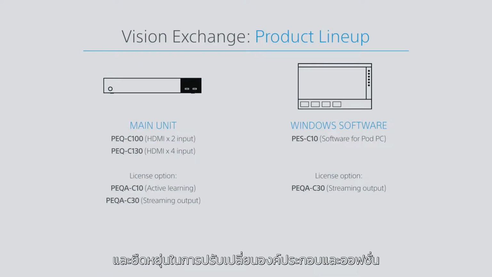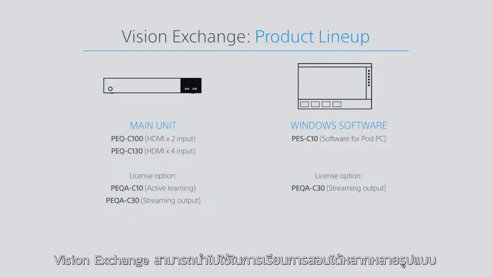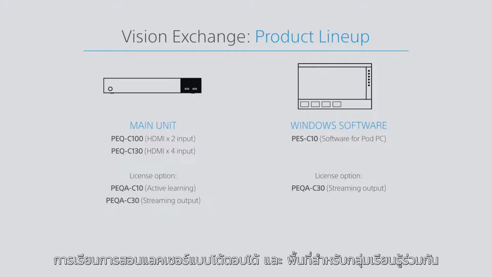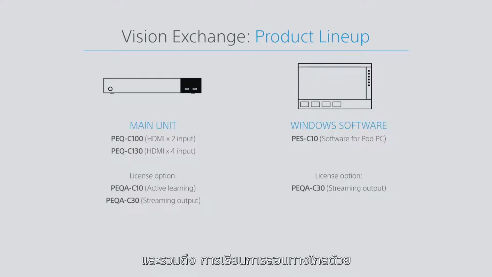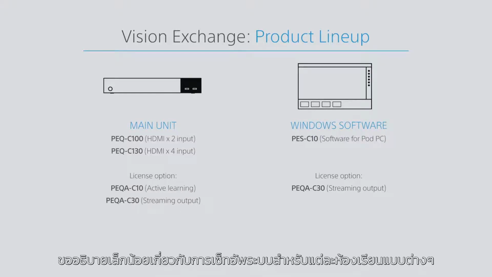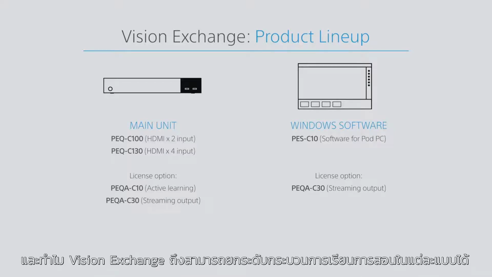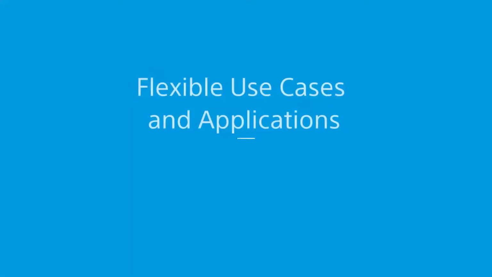With its flexible configuration options, Vision Exchange can be used in various educational scenarios, including active learning classroom, interactive lecture, and huddle space classroom environments, as well as for distance learning. I'll explain a little bit about each of these unique classroom setups and how Vision Exchange enhances the learning process in each scenario.